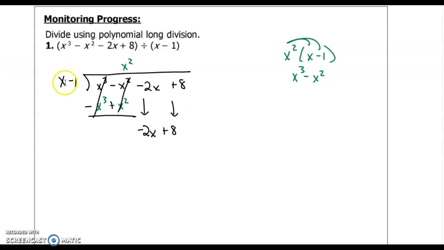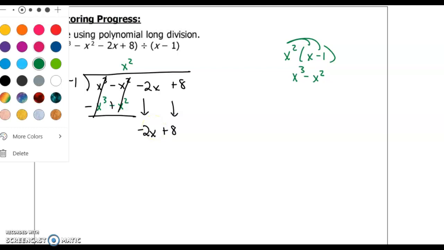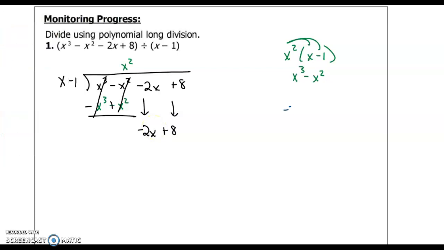So I'm going to multiply. I'm asking myself, how do I get x to be negative 2x? And I need to multiply by negative 2. So I'm multiplying by negative 2. So that's going to get me negative 2x plus 2. I write that down here. Now where I put my solution, remember the negative 2 is part of your solution.